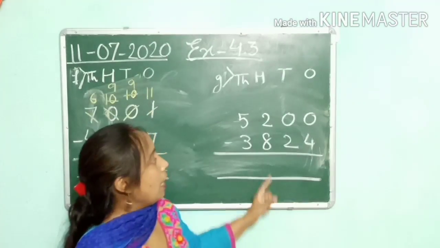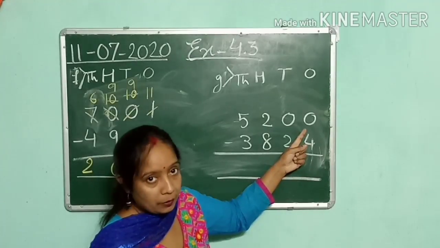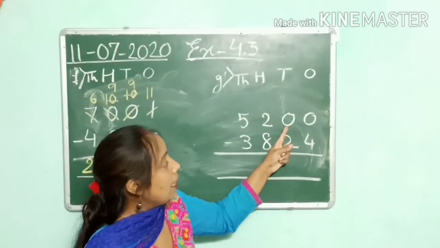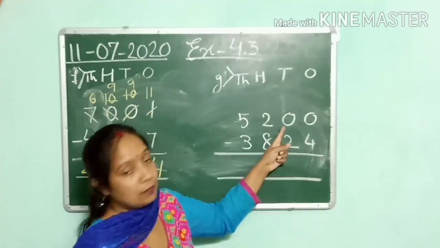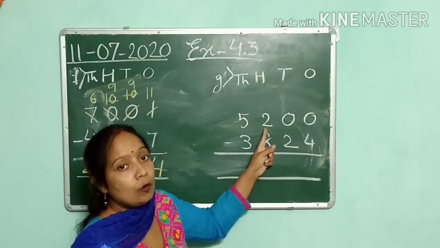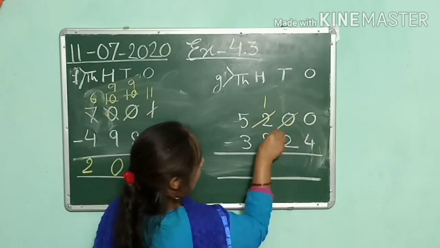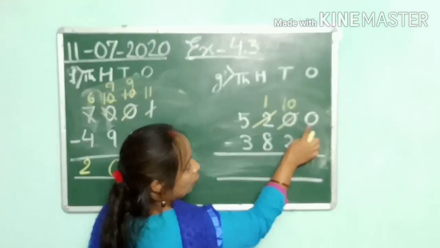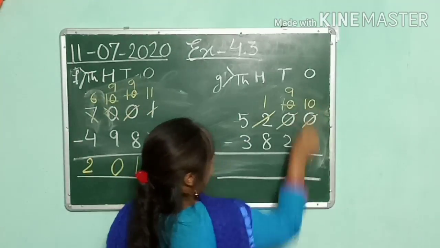Question number G. Under the ones column you have to subtract 4 from this 0. It's not possible. So 0 will borrow. So this ones place 0 will borrow from the tens place digit, that is again 0. Now this tens place digit 0 will borrow from this 2. Isn't it? So 2 becomes 1 and this 0 becomes 10. Clear? Now this 0 will borrow from this 10. So 10 becomes 9 and 0 becomes 10.